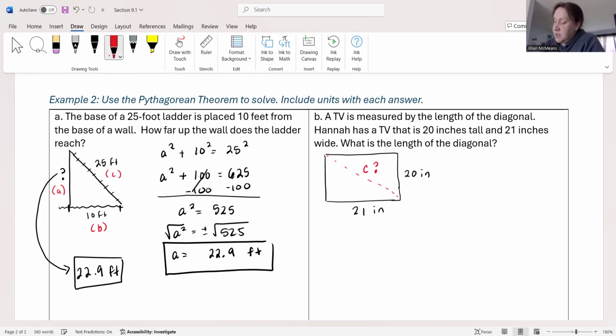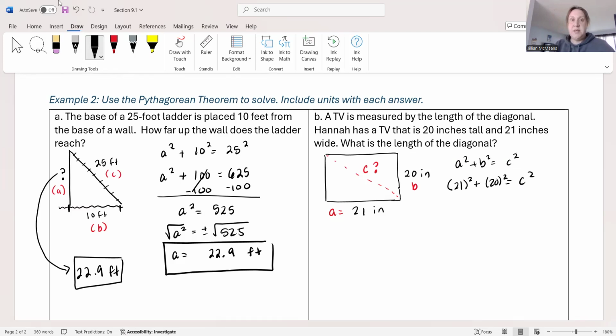Okay, so let's say A is the width. Let's say B is the height. Let's figure out what C is. Remember, it's A squared plus B squared is C squared. So A is 21 squared plus B, which is 20 squared, equals C squared. We don't know what C is yet.